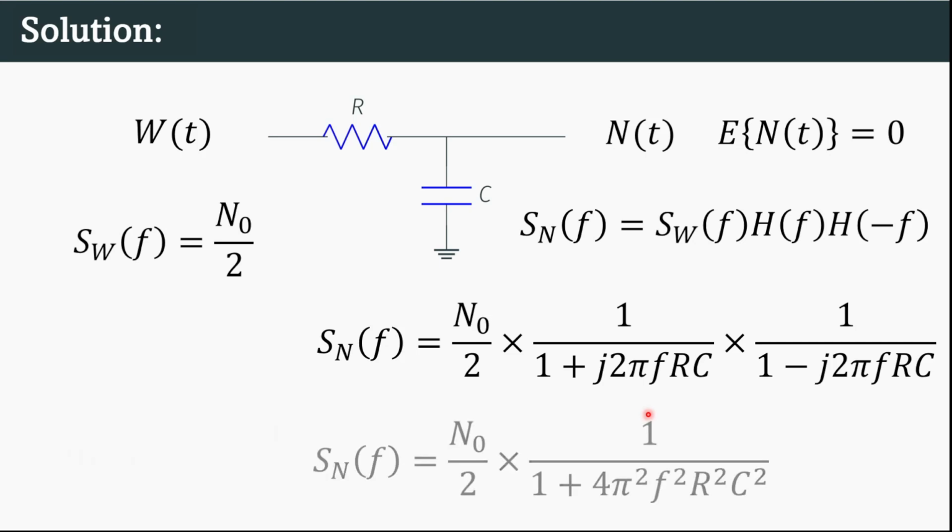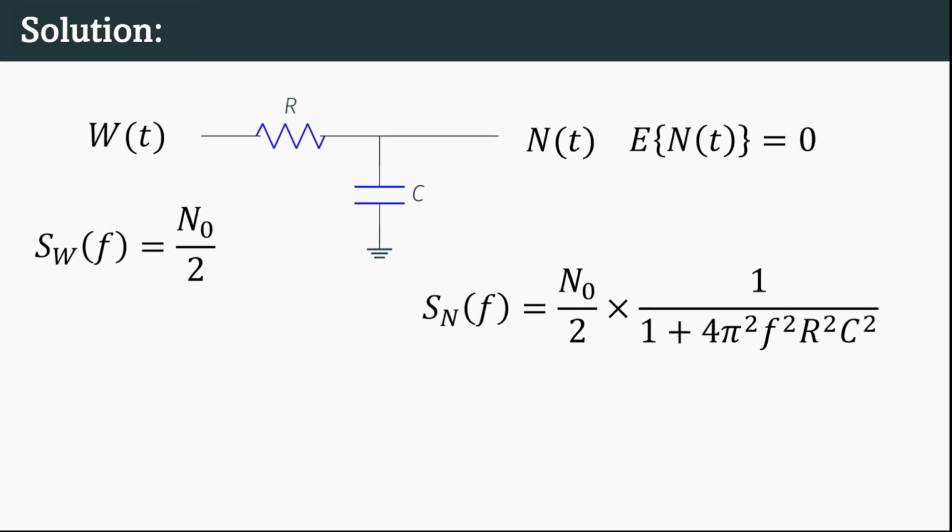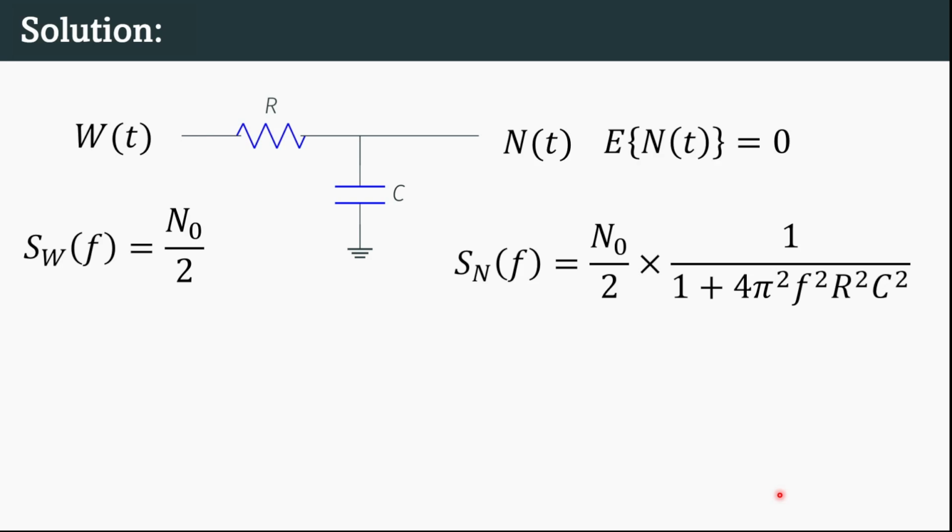So this simplifies to what? N naught by 2 multiplied with, so here the denominators are complex conjugate terms, and hence if you multiply, the total term would be 1 by 1 plus 4 pi square f square R square C square. Okay, so that is what we have got. That is the second question, so we have evaluated the power spectral density of the output process, and we got this.